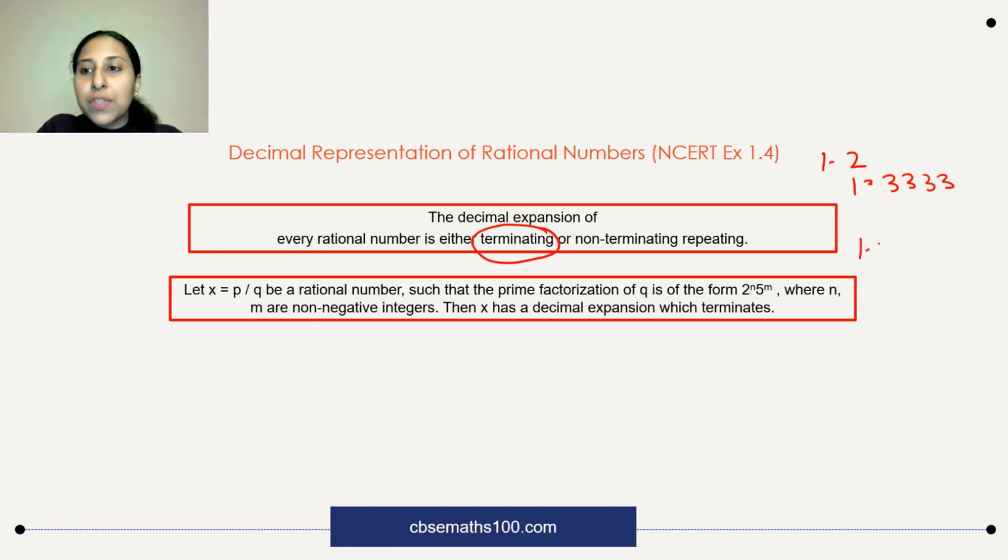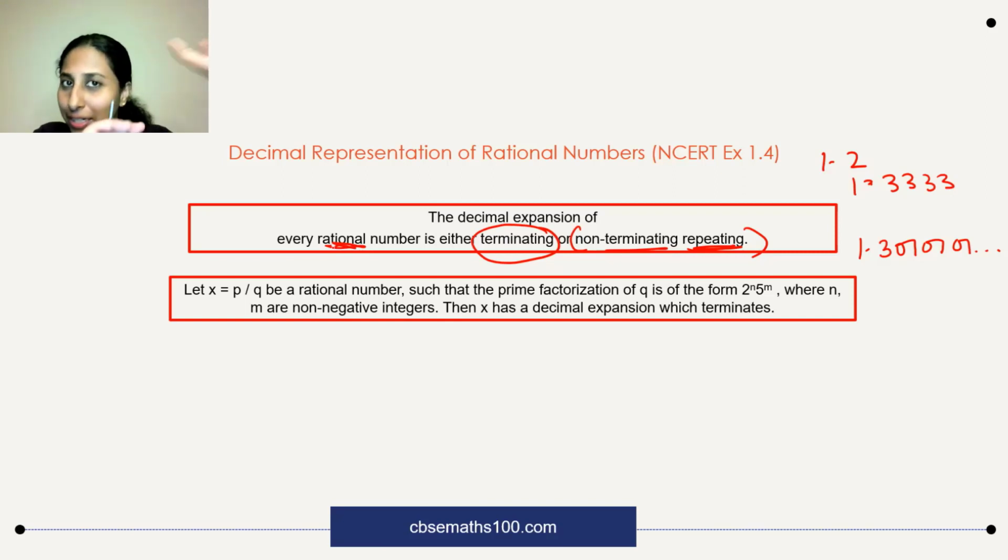Even numbers which are of this type, 1.3010101 ... I'm putting the dots here, which means that pattern keeps repeating. That 0, 1 pattern is repeating over here. Then it is called non-terminating, but it repeats. So hence it is a rational number. Irrational number would be non-terminating, non-repeating. It is not terminating and there's no particular string of numbers which keeps repeating. So that would be an irrational number.